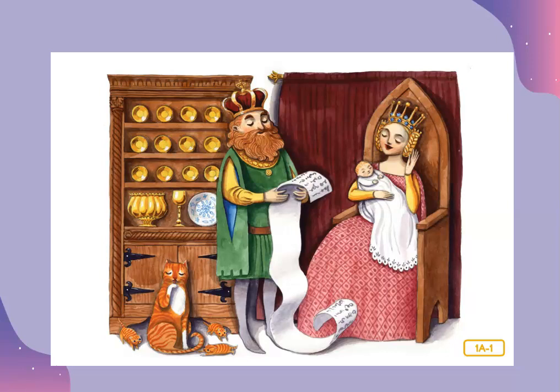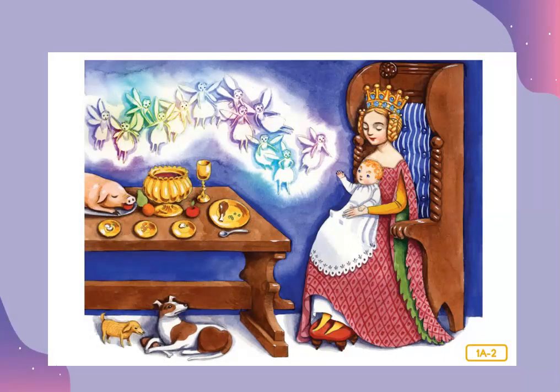How do you think the 13th fairy will feel about not being invited to the feast? Let's count the number of fairies we see at the feast. 1, 2, 3, 4, 5, 6, 7, 8, 9, 10, 11, 12.